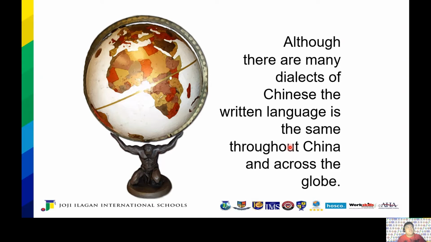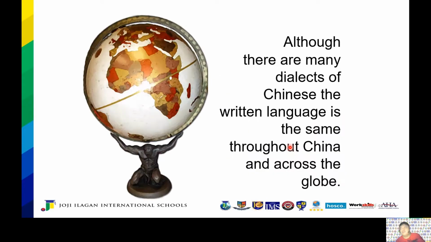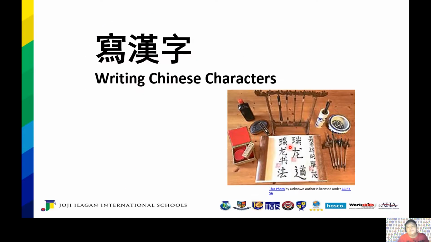Again, I mentioned this back in basic foreign language: although there are many dialects of Chinese, the written language is still the same throughout all the Chinese languages across the globe. So the Chinese characters unify all the Chinese people together, regardless of the dialect and the language they're speaking. Okay, so let us teach you how to write Chinese characters.